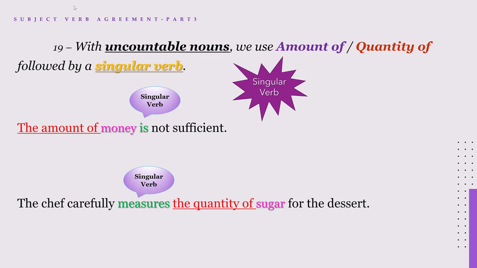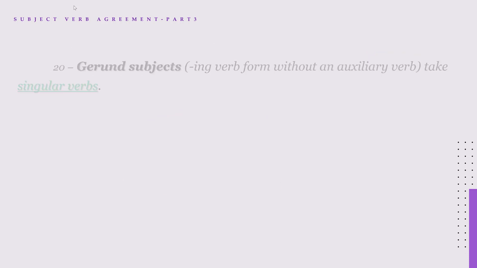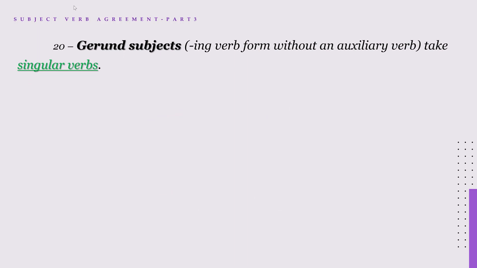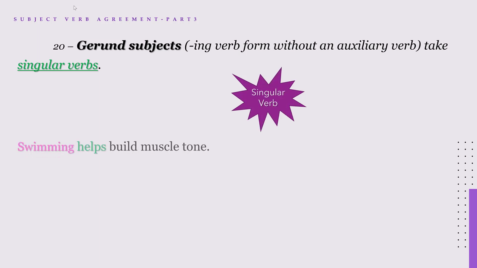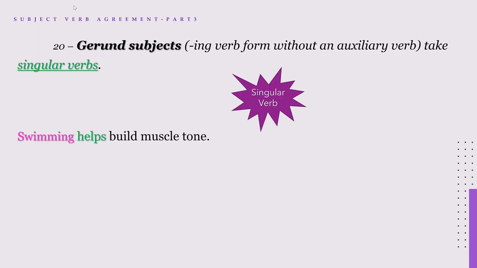Let's move on to rule number 20. Gerund subjects take singular verbs. Swimming helps build muscle tone.